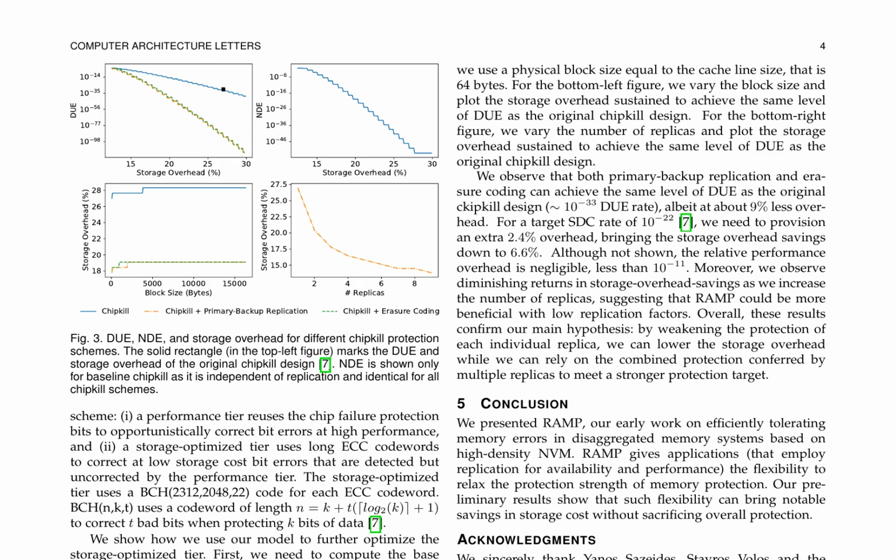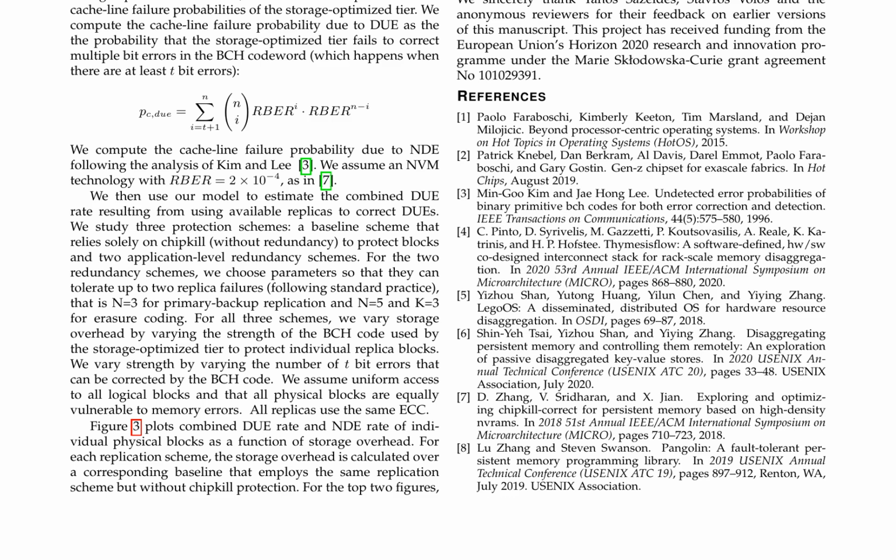The study explores three chipkill protection schemes: baseline chipkill, primary backup replication, and erasure coding. By varying the storage overhead, it is observed that both primary backup replication and erasure coding can achieve the same level of DUE as the original chipkill design, albeit with approximately 9% less overhead. For a target SDC rate of 10 to the power of -22, an extra 2.4% overhead is needed, bringing the storage overhead savings down to 6.6%.